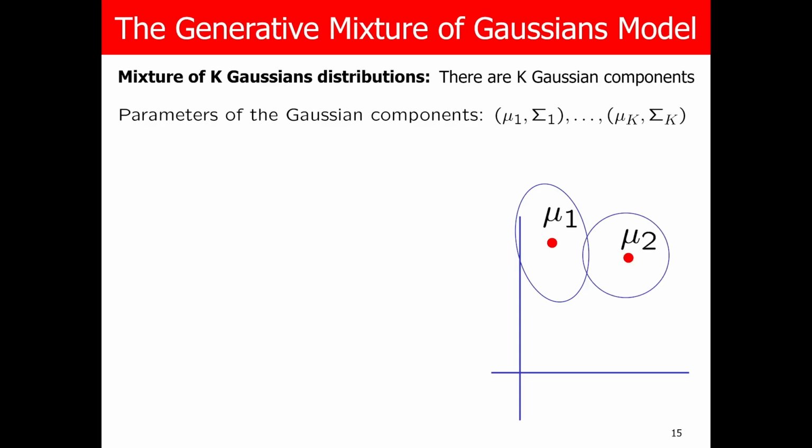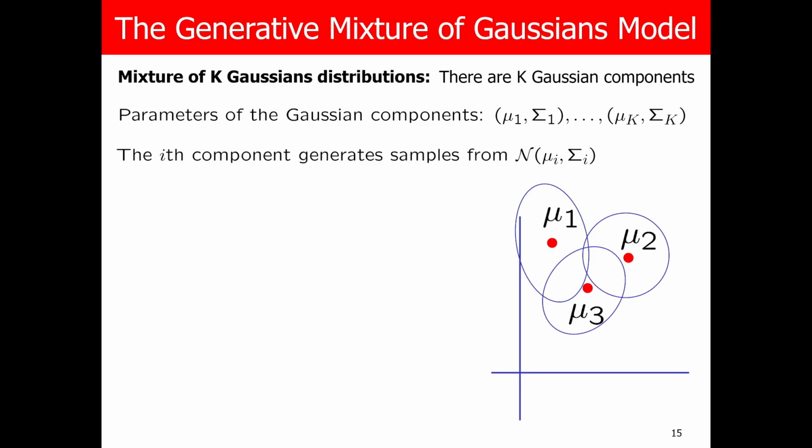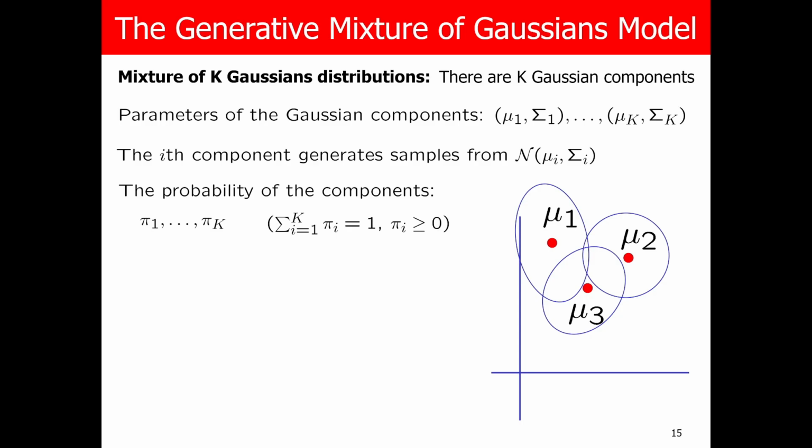We also need a discrete distribution that specifies the probability of selecting these Gaussian distributions. The parameters of this distribution are denoted by pi 1, pi 2, and so on, pi k, where pi i denotes the probability of selecting the ith Gaussian distribution. Each pi i is a non-negative number and they sum to 1.